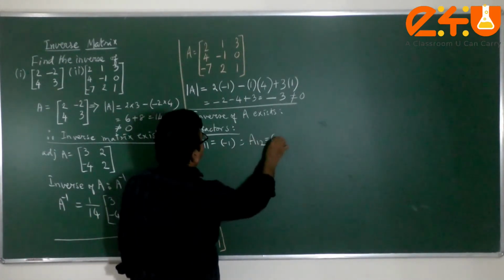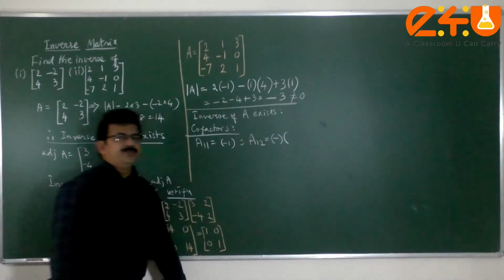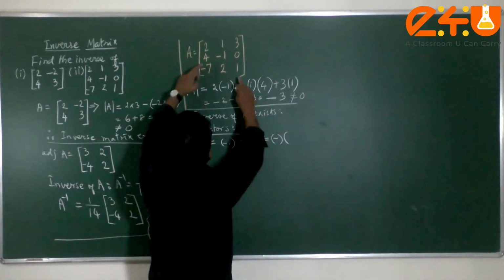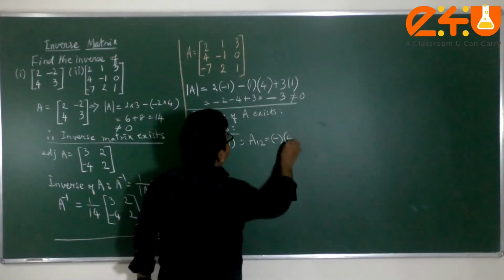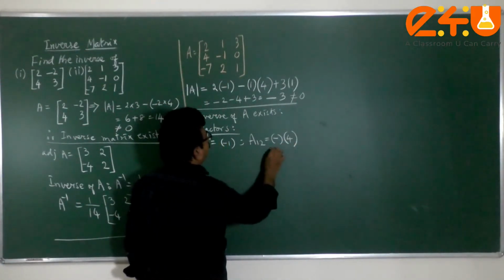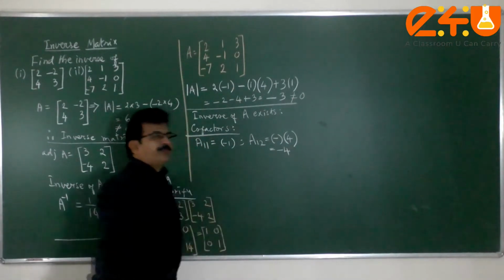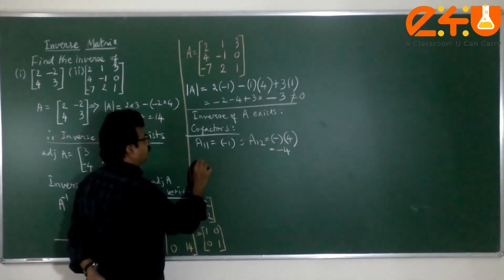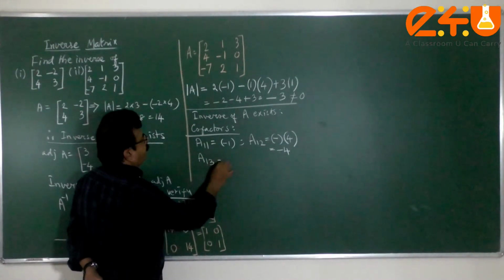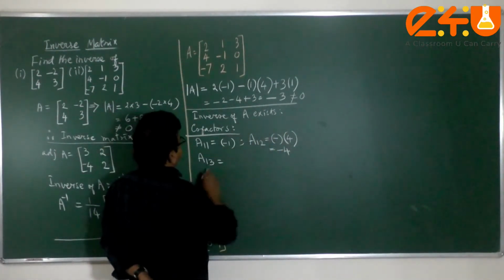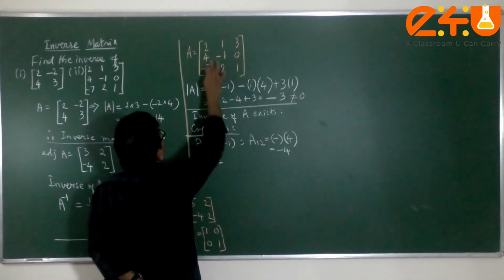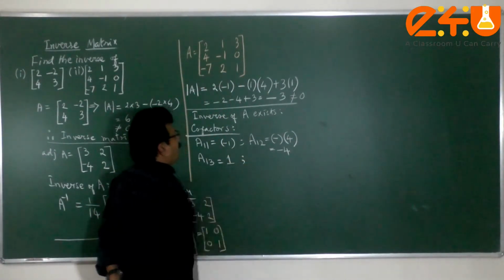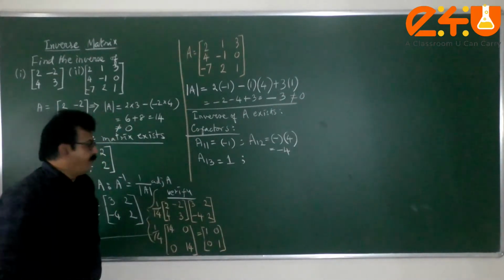A12, I told you by default there is a negative sign, and write then minor 12. Minor 12 is 4 into 1 only. So the answer is minus 4. We can proceed to A13. A13 is same as minor 13, which is 8 minus 7, 1. So that completes row 1.